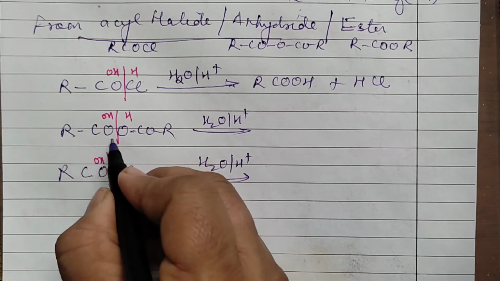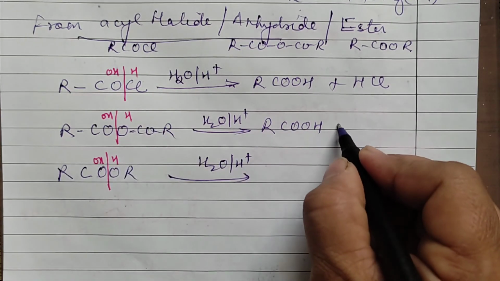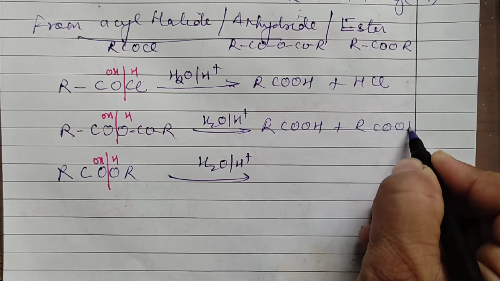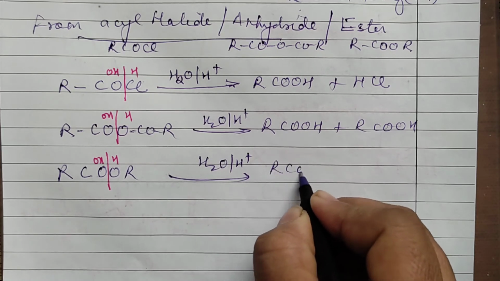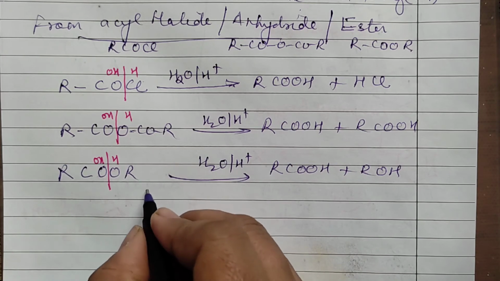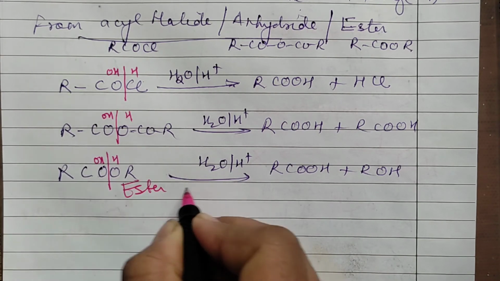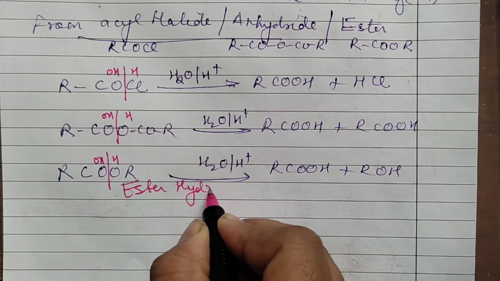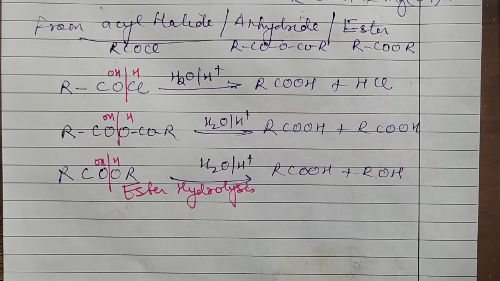What are you getting here? See, it is RCOOH. This side also we are getting RCOOH. That means you are getting 2 molecules of acid. What about this? You are getting RCOOH plus this side you are getting ROH. What is this basically? The last reaction which I have written here is nothing but ester hydrolysis. It is ester hydrolysis, that is the reverse of the esterification. In esterification you are preparing the ester, in this you are breaking it.